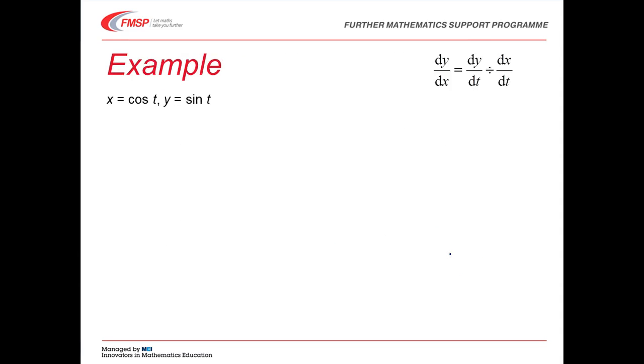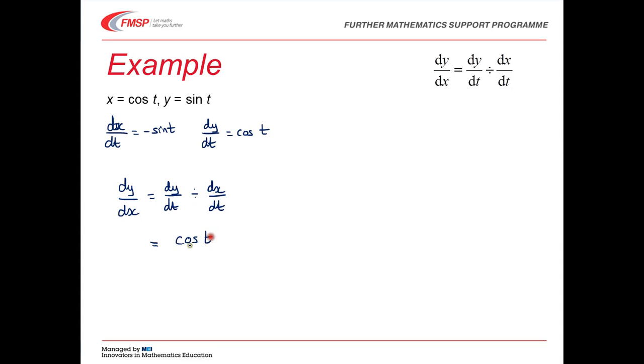I'll do another example. x equals cos t, y equals sin t. So dx by dt is minus sin t, and dy by dt is cos t. Chain rule tells us that dy by dx is dy by dt divided by dx by dt. So that's cos t over minus sin t, which is minus cot t. Do take care with these, make sure that you get all the t's down.